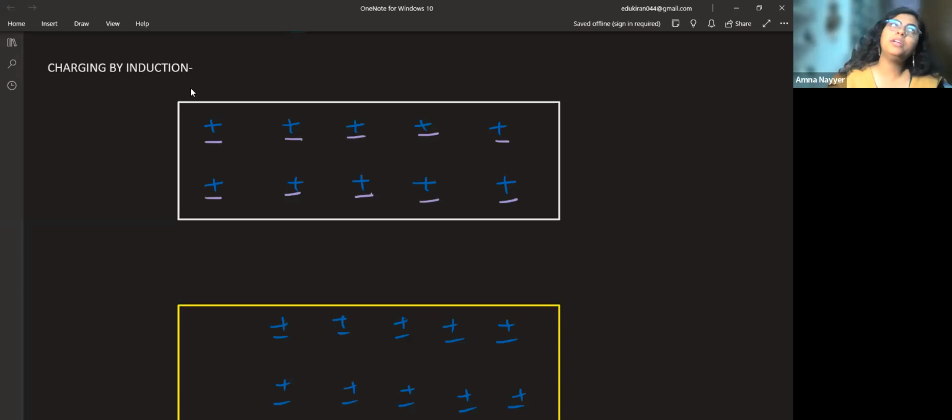So the concept of induction will be used in your capacitors also. We'll be seeing the capacitances, capacitor plates. There also the same concept applies. Now first just understand through this example.